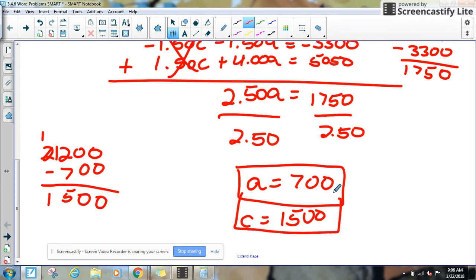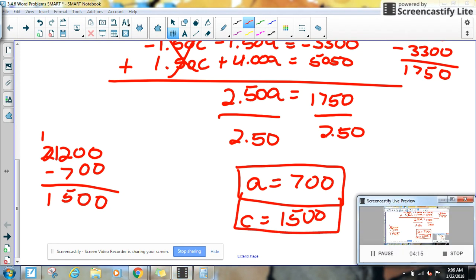1,500 children. Okay, so that's how you tackle a systems word problem. I hope that you found that clear.